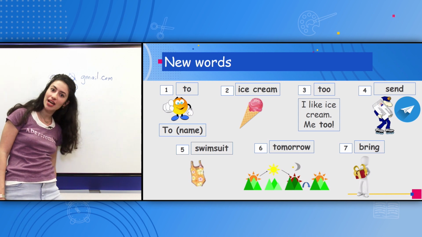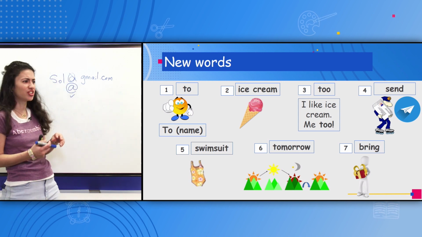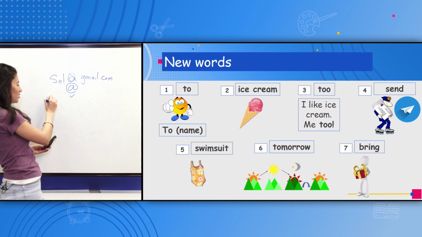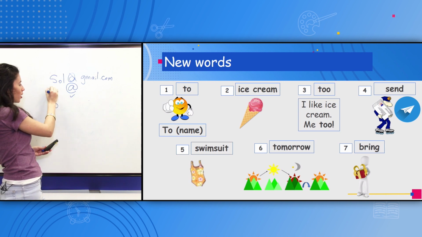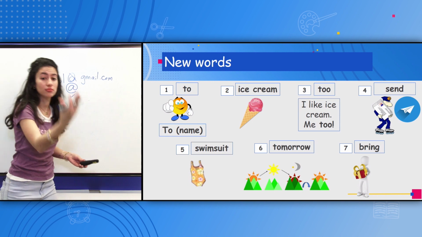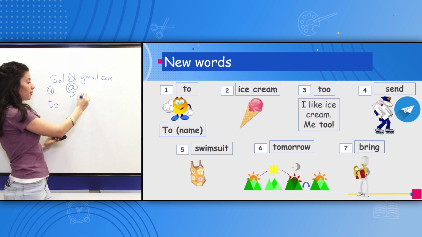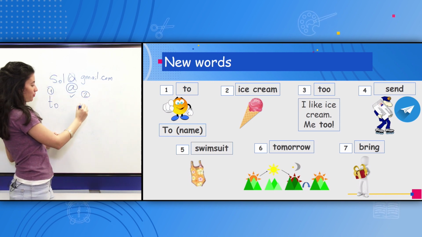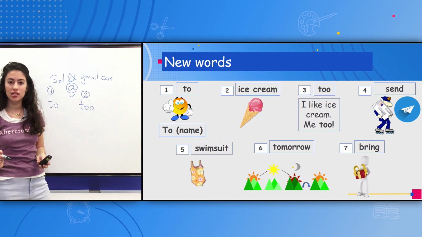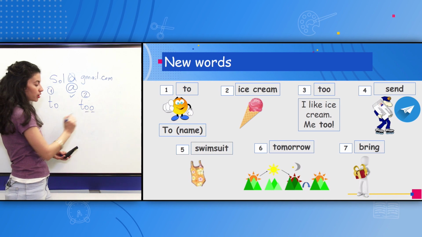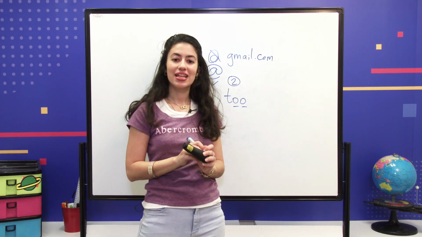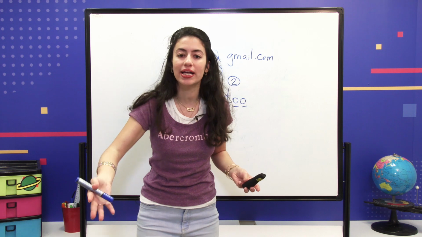Number 3. We have here another 2. 2 and 2. What's going on? This was number 1. Remember? To someone. Number 2, which is also a 2, but a different one. We have this 2 with double O. Can you see it? It means that I also like something.